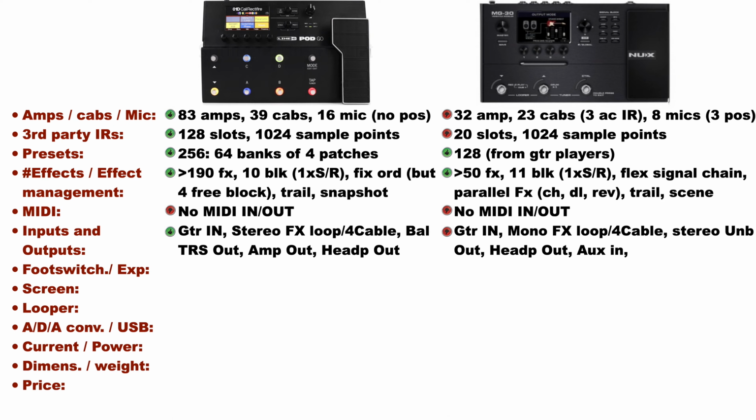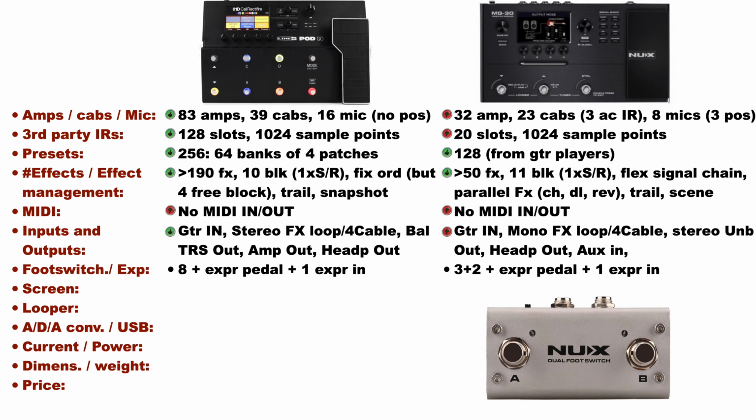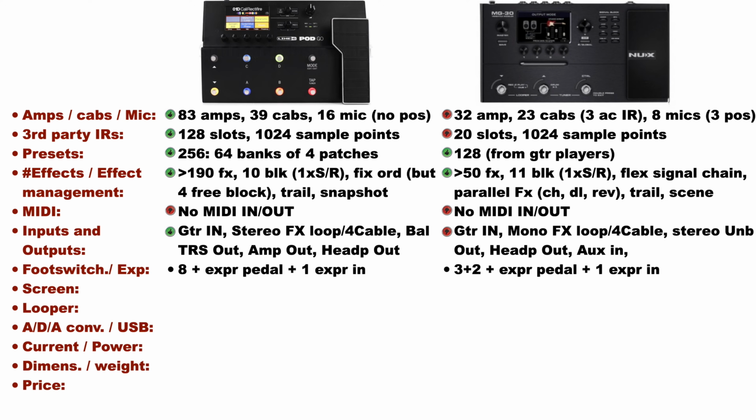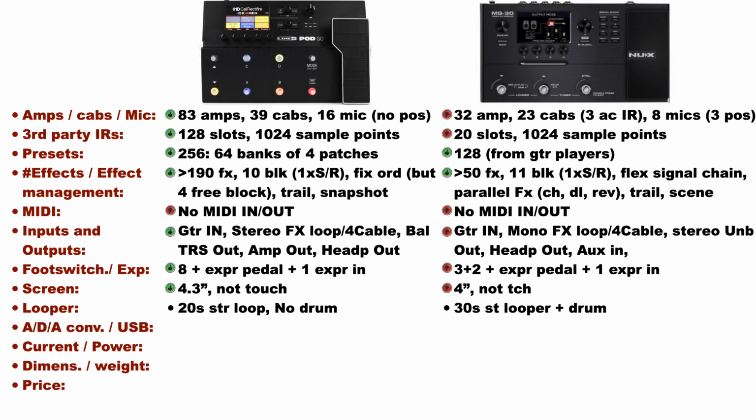As regards foot switches and expression pedal, the Pod Go has 8 foot switches with an expression pedal built-in, where the MG30 has 3 foot switches with 2 more added with the external foot switch provided in the box and an input for another expression pedal. Therefore, I would give the thumbs up to the Pod Go as it has more foot switches. The screen of the Pod Go is a little bit bigger than the one of the MG30. The MG30 offers longer looper and has a drum machine built-in, which is missing in the Pod Go.